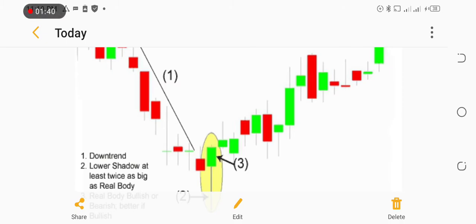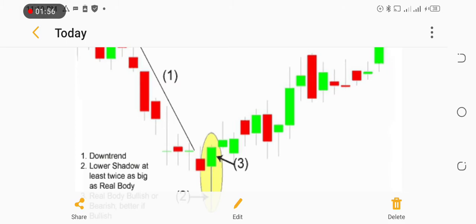Now, number one, hammer. What is a hammer? When you see a hammer in the market, it's trying to indicate to you that we are about to go on a bull run. We are about to go bullish in the market.